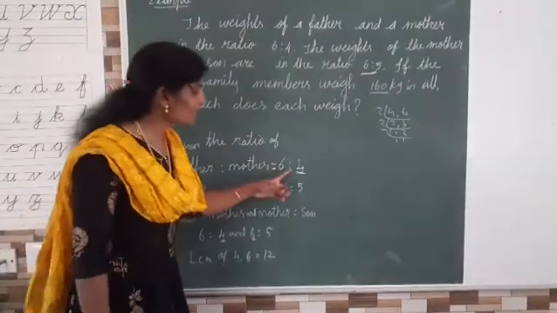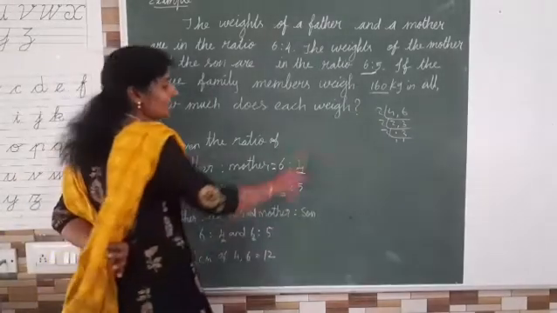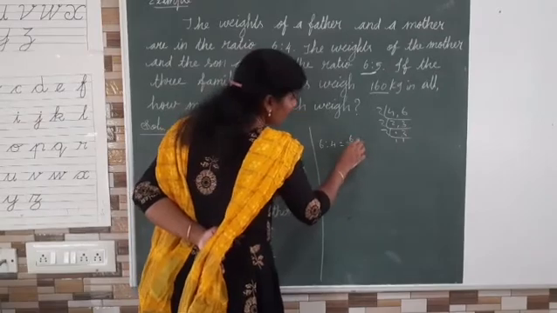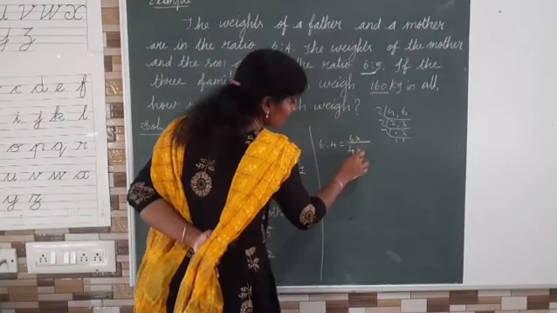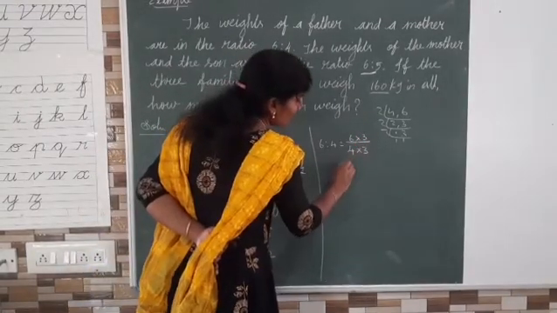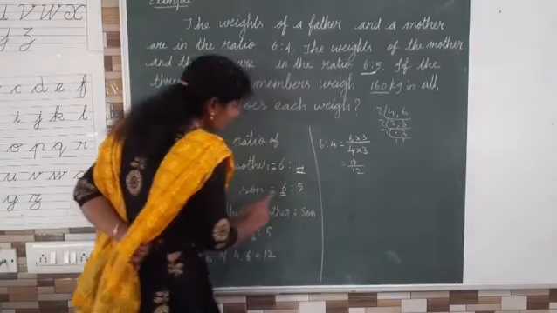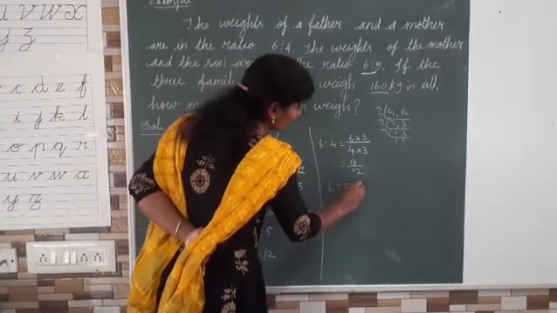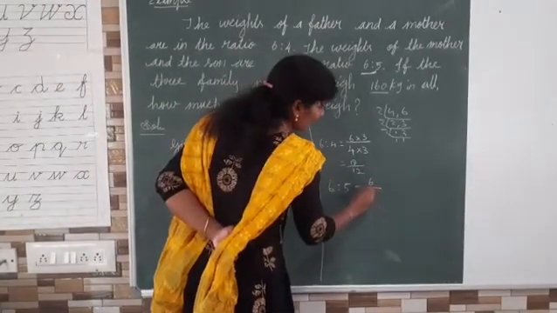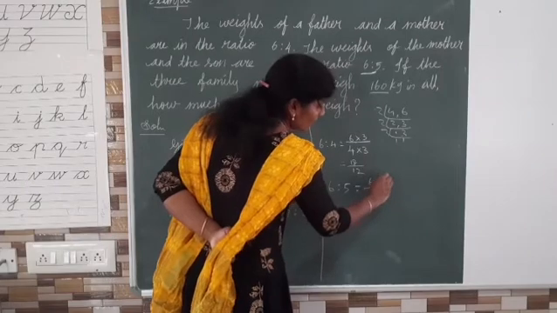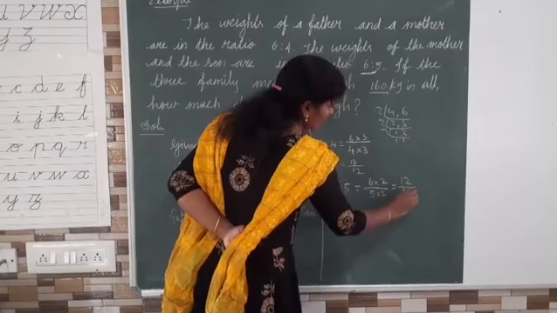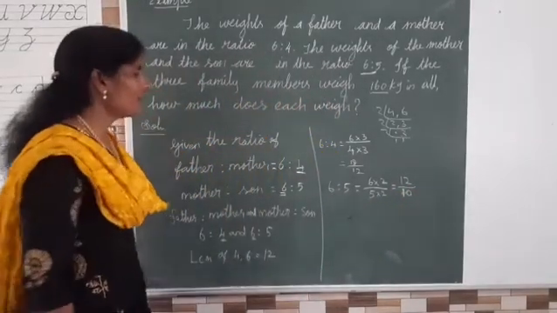Now listen. 6:4. Now we can write 6:4 is equal to 6 by 4. Now we can convert into 12, means 4 3s are 12. This 4 converts into 12. So 3 multiply by 3, here also 3. So 18 by 12. Now here 6:5. Now here we can convert into 12. So 6 by 5, means 6 2s are 12, isn't it? So we can multiply by 2. So 12 by 10. 5 2s are 10. Isn't it? Now listen here.